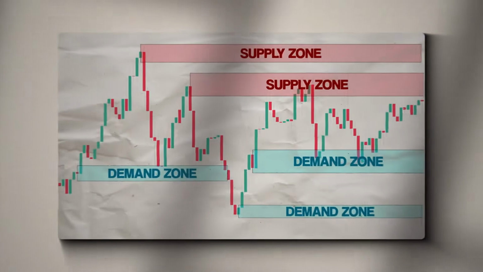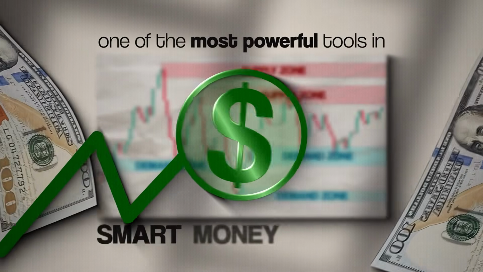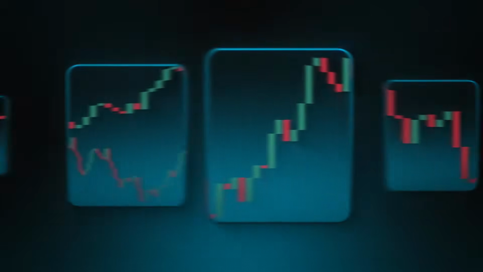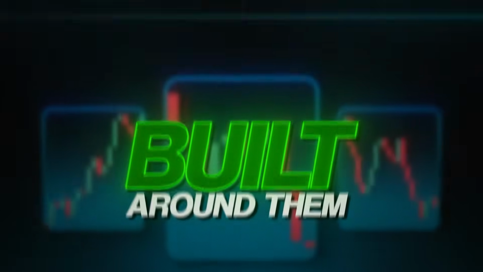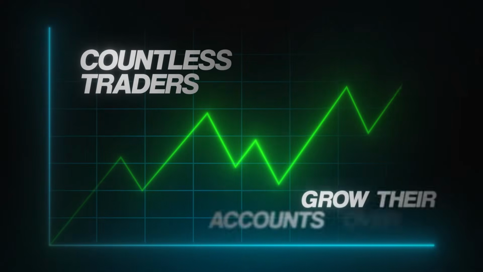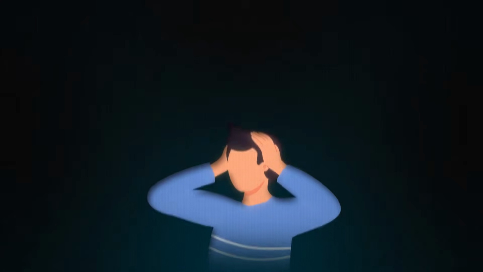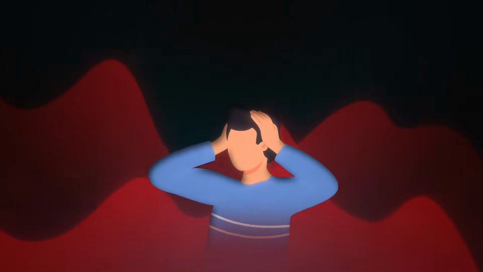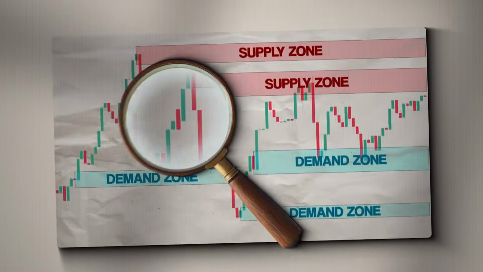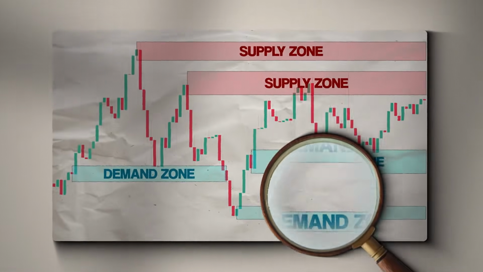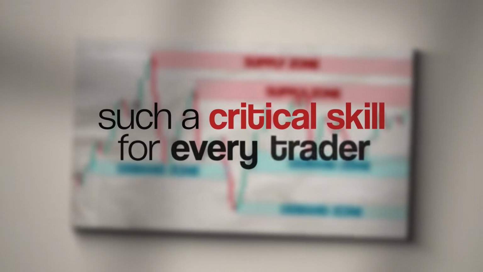Supply and demand zones are one of the most powerful tools in smart money trading. Many profitable strategies are built around them, and they have helped countless traders grow their accounts over time. But here's the problem. Most traders struggle because they don't know how to identify these zones correctly. That's why learning how to spot real zones and ignore market noise is such a critical skill for every trader.